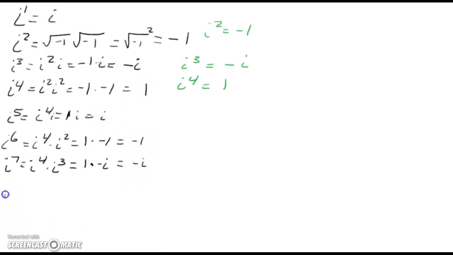What's the next one? If I go to i to the eighth, what do you think it's going to be? Well, it's i to the fourth times i to the fourth, which is 1 times 1. So i to the eighth is 1.